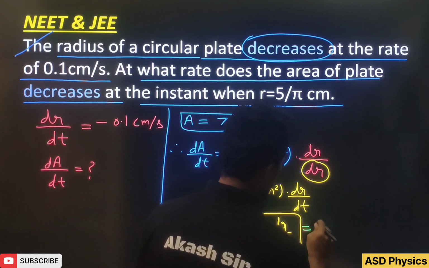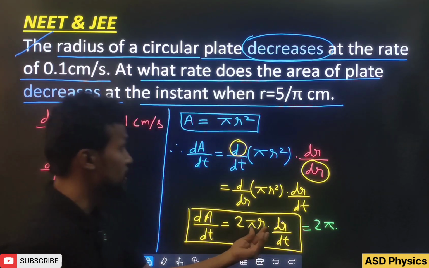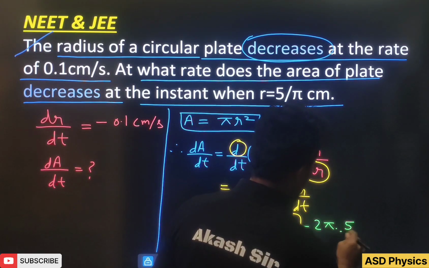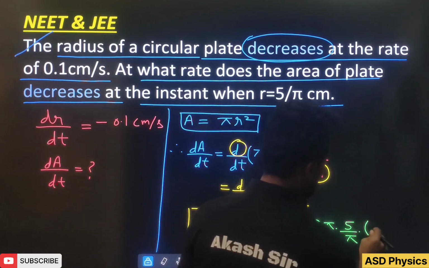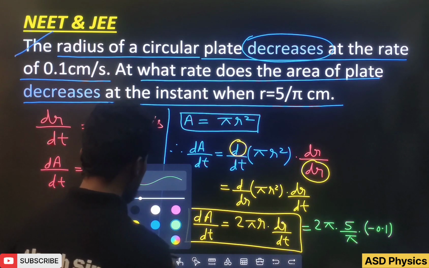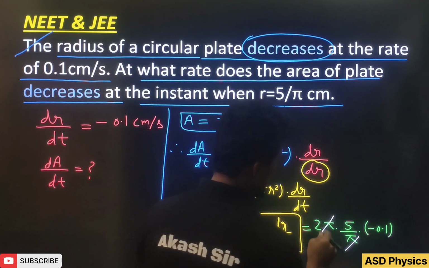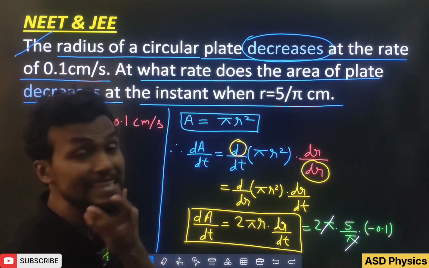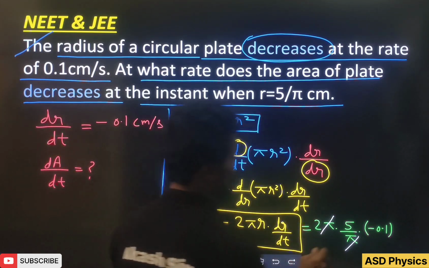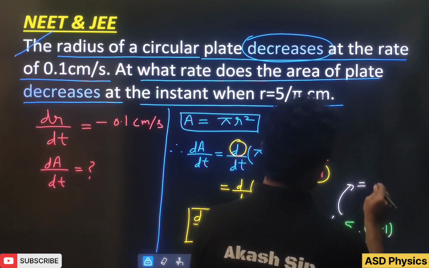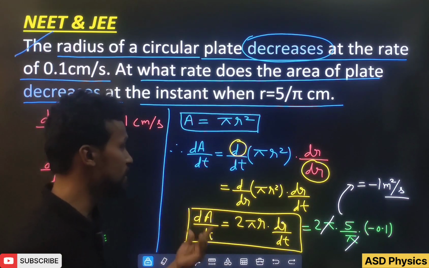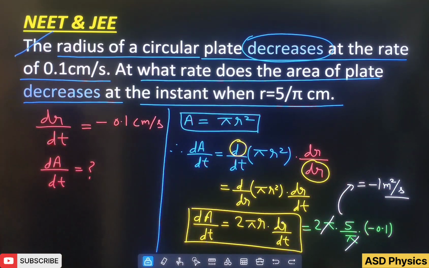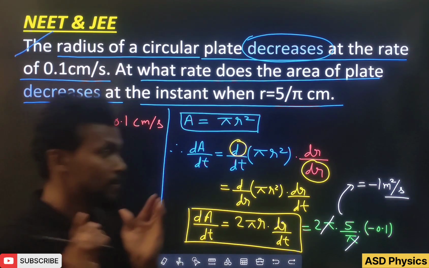Okay. After that, see here, this 2 pi r value, how much is given? Put the r value at this instant, 5 by pi. And dr by dt is given as minus 0.1. So here we can see very well, this pi and this pi cancel. 2 into 5 is 10, and 10 into 0.1 is 1, is it? So if you solve, it will come out as minus 1 meter square per second, because dA by dt is in meter square per second. So the area will decrease at the rate of 1 meter square per second. Here minus means the area is decreasing. Okay, I hope this is very clear.